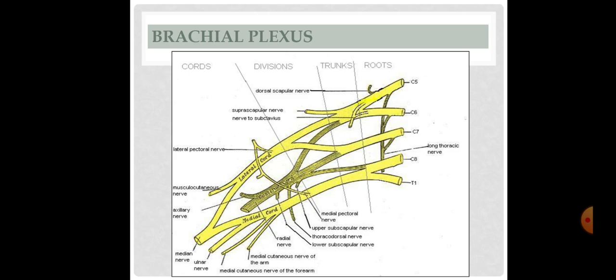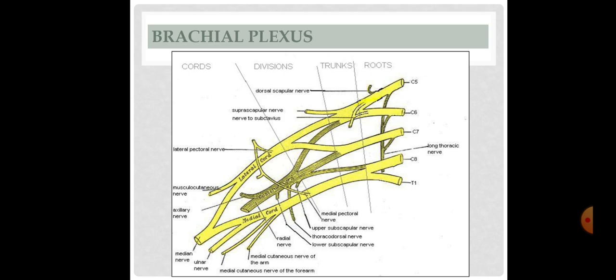And these roots, mainly C5 and C6 together, unite to form the upper trunk. So the mode of formation is roots, trunks, divisions and cords. So C5 and C6 roots unite to form the upper trunk. The C7 root alone forms the middle trunk. And lastly, C8 and T1, these two nerve roots, unite to form the lower trunk.